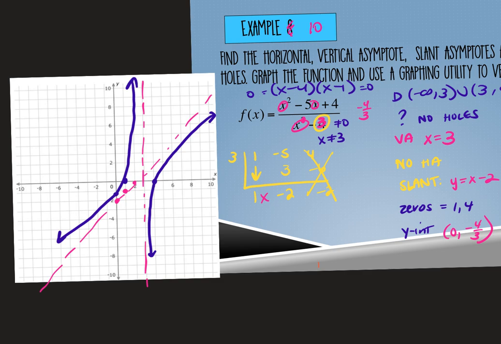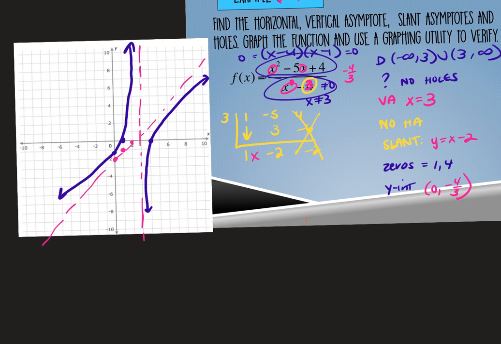How'd you get this line? You divide the top by the bottom. So I divided x squared minus 5x plus 4 by x minus 3. Oh, like just graphing in the line. So it starts at negative 2, that's your b. And then you use your slope, which in this case was 1.